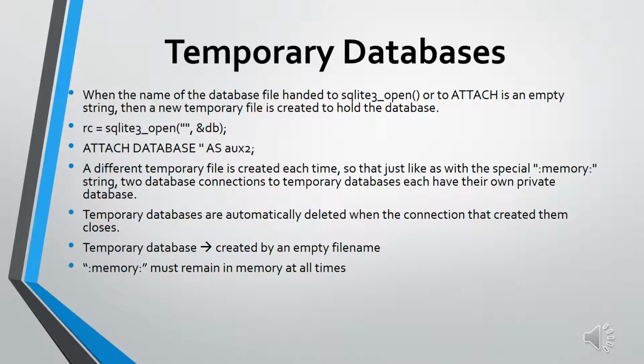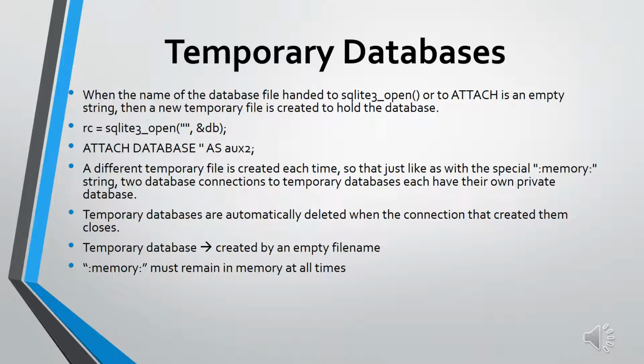So what exactly are temporary databases? When the file name of the database file handed to SQLite3_open() or to ATTACH is an empty string, then a new temporary file is created to hold the database, as shown below. A different temporary file is created each time, so that just as with the special :memory: string, two database connections to temporary databases each have their own private database. Temporary databases are automatically deleted when the connection that created them closes.